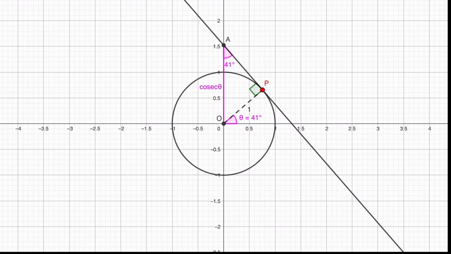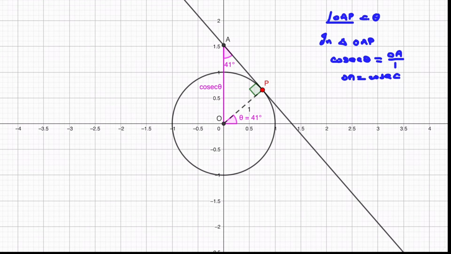Now, let us see about cosecant theta function and its graph. See the angle theta. Angle OAP is also equal to theta. Now, from the right triangle OAP, we will find cosecant theta. Cosecant theta is hypotenuse upon the opposite side. Opposite side is the radius, which is 1 unit, because we have taken a unit circle. Therefore, OA represents cosecant theta value.